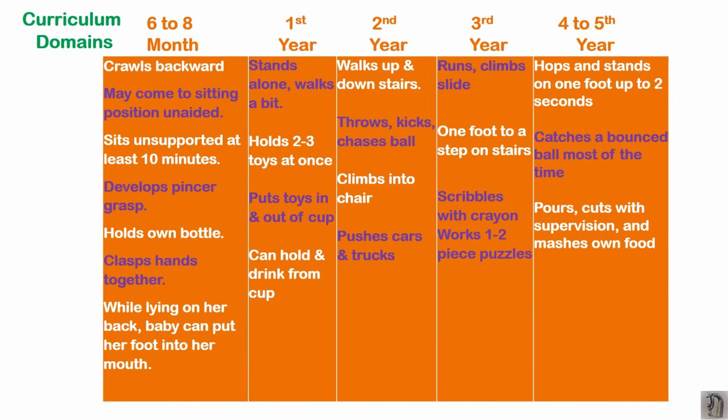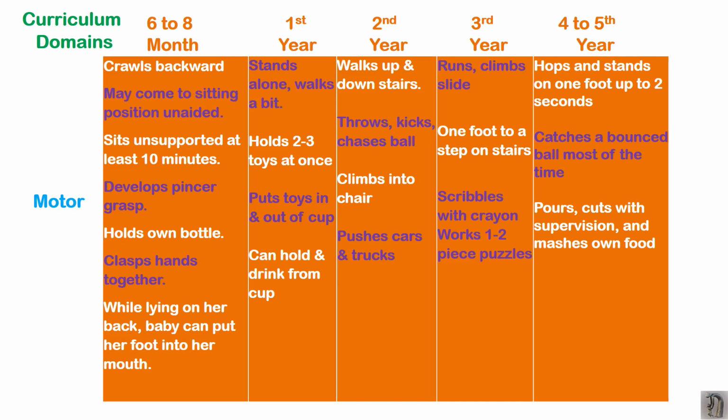You can see the columns year wise. You have 6 to 8 months first, then first year, second year, third year, and 4th to 5th year. Basically it is up to 8th grade, but I have just taken till 5th grade. I think that's enough to understand, because the 8th grade curriculum is again a little higher level. So this particular domain is about motor skills. Motor skill is a very important curriculum domain of early childhood education, because the child is very small.